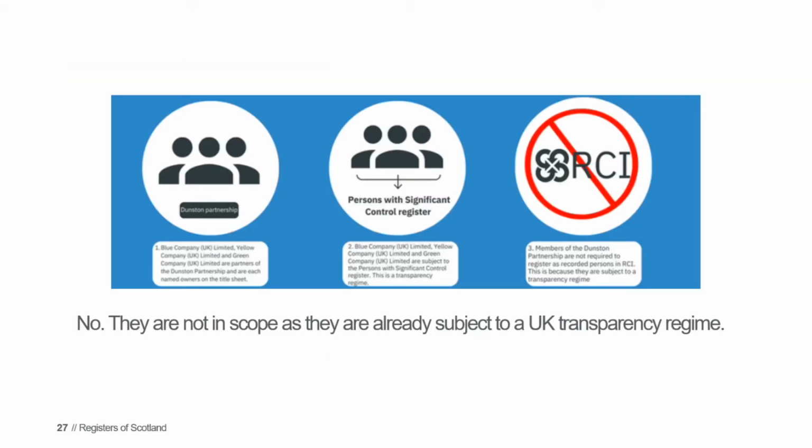No. Even though Blue Company, Yellow Company and Green Company are acting in their capacity as partners of the Dunston Partnership, they are not required to register as recorded persons in RCI. This is because they are already subject to a transparency regime outlined in Schedule 2 of the RCI regulations.